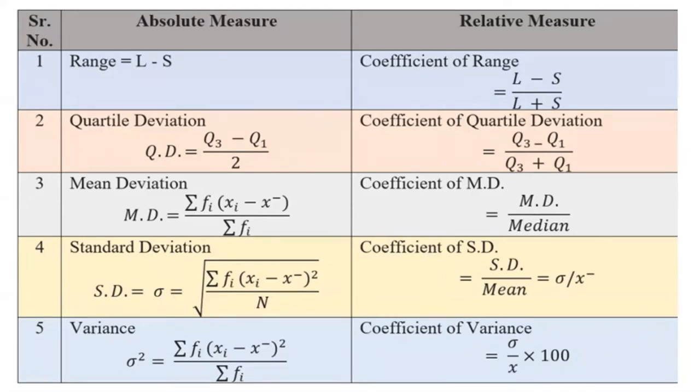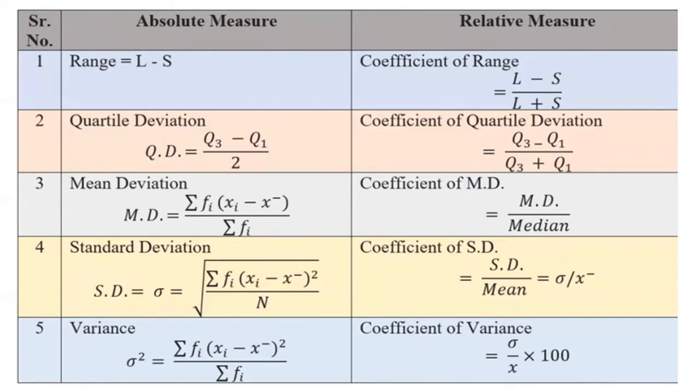Then we have mean deviation. MD is equal to summation fi |xi minus x bar| divided by summation fi, means sum of total observations. Then standard deviation. SD is denoted by sigma. Here, under root, we have fi into (xi minus x bar) whole square divided by N. Then we have variance. Variance is what? Sigma square, equal to summation fi (xi minus x bar) square divided by summation fi.